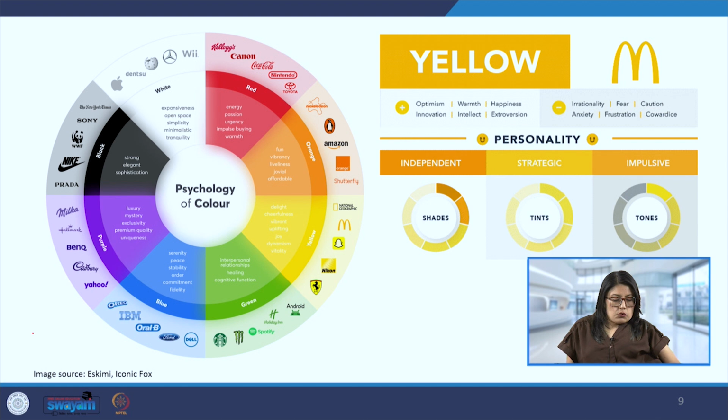And when it comes to luxury, mystery, exclusivity, premium quality, which is for the color purple, we have certain brands like Cadbury, Yahoo, Milka, Hallmark. So that is the feeling that they want to generate. So it becomes quite interesting to note how these companies are utilizing the psychology of color to communicate with the users on a subconscious level.